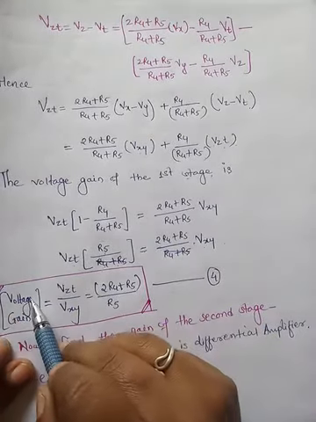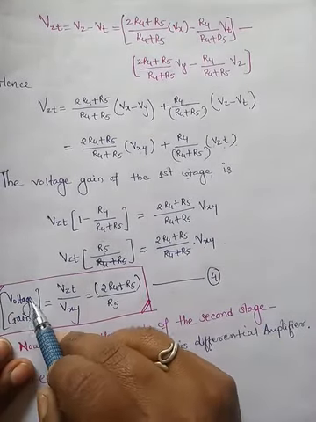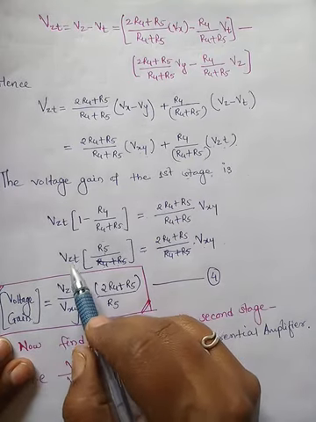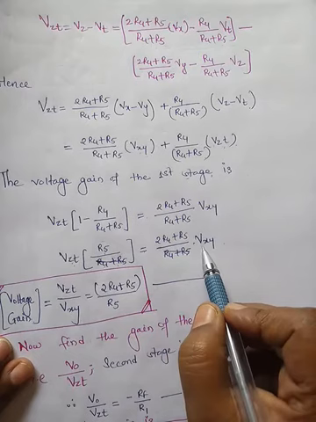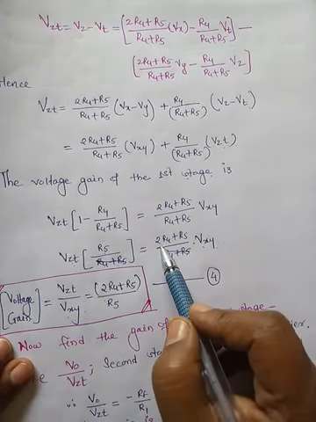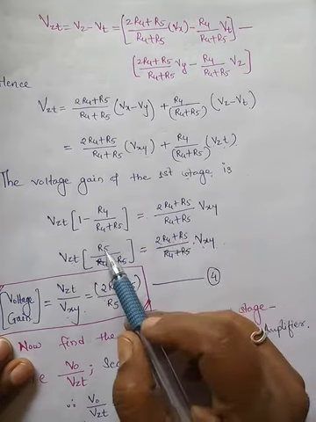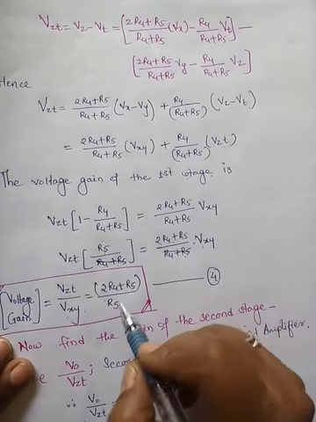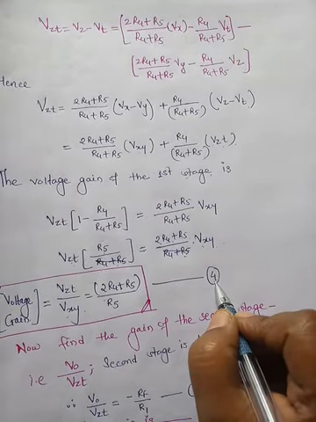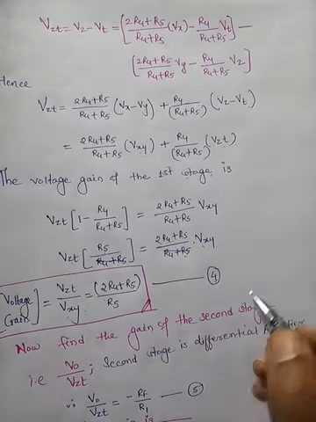So output voltage gain for the first stage, that is voltage gain of the first stage, is output voltage Vzt divided by input voltage, differential input voltage Vxy, is equal to 2R4 plus R5, this R5 will come to the denominator, divided by R5. So this is the required voltage gain of the first stage. This is the equation. Okay.